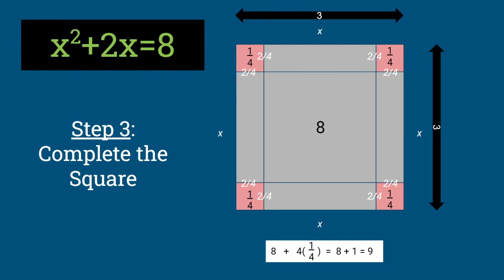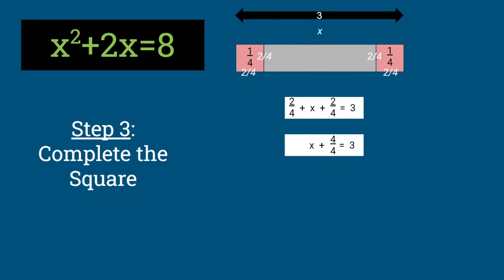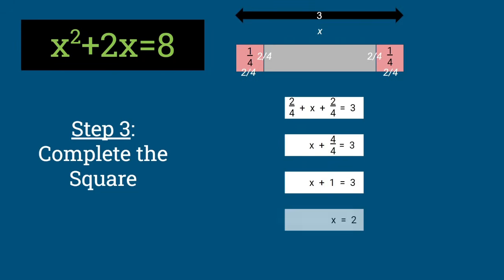Let's just focus on one side right now. If we know the entire side is 3 units in length, and we know what each section's length is, we can represent the situation in an equation that says 2 over 4 plus x plus 2 over 4 is equal to 3. We can now solve for the missing length of the middle gray section. Combining like terms, we get x plus 4 over 4 equals 3, and x plus 1 equals 3. When we subtract 1 from both sides, we'll get x equals 2.